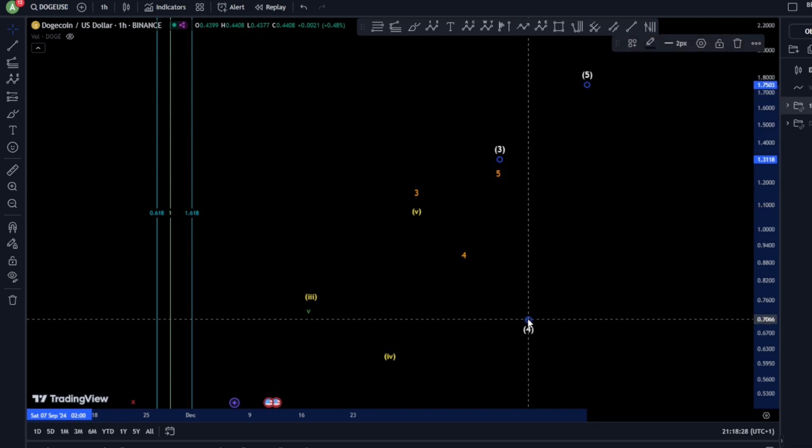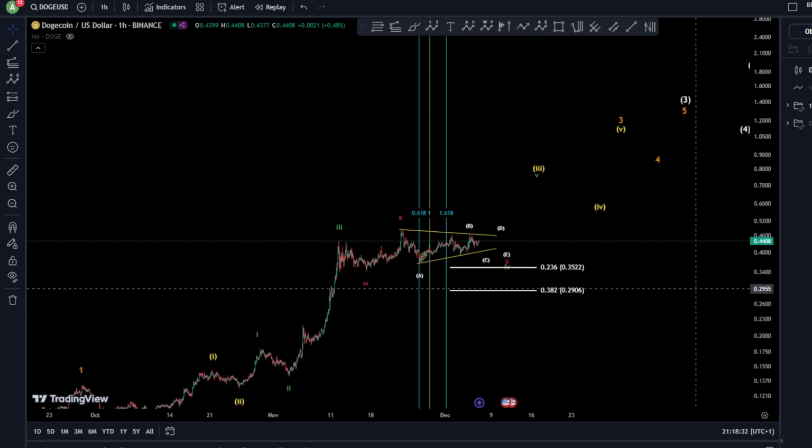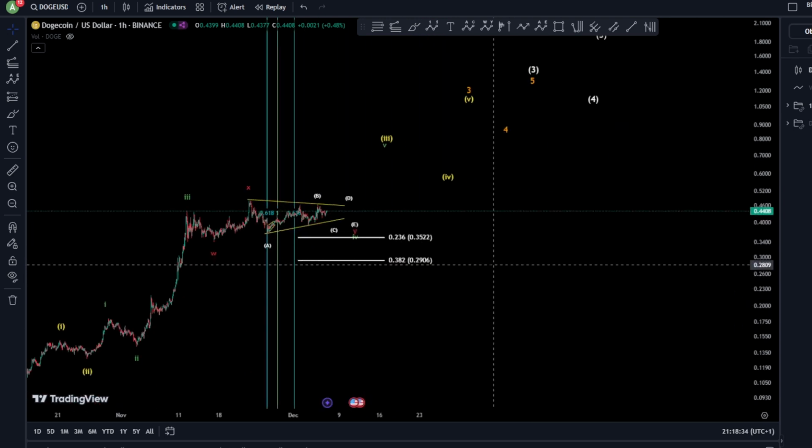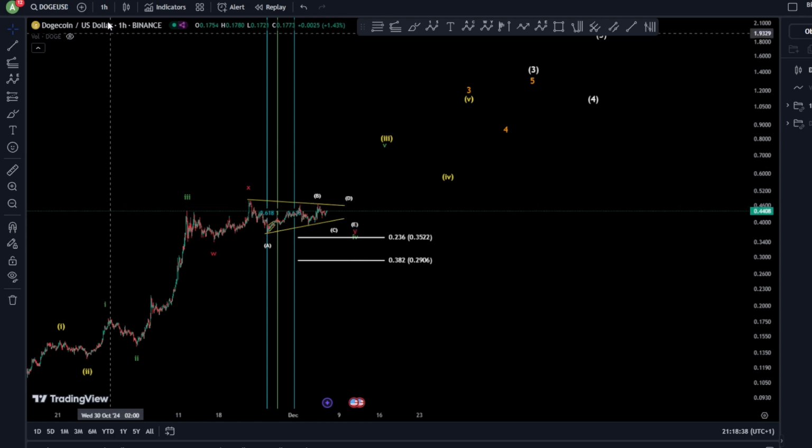Here we go. I think Dogecoin is going to explode, guys. So sooner or later, after this massive correction, I think higher prices are very, very likely.